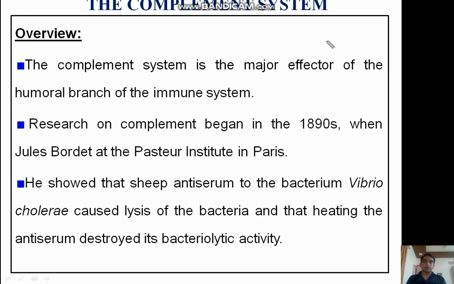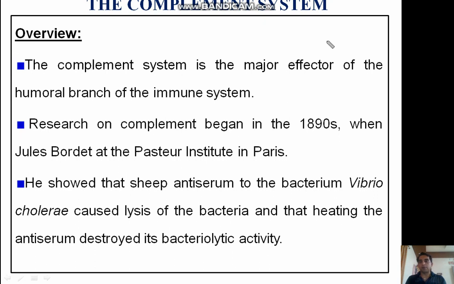Complement is the major effector of the humoral branch of the immune system. As we know, the immune system contains two major branches: one is cell mediated and the other is the humoral branch. The complement system is involved in the humoral branch. That means it is responsible for the activation of the humoral branch.